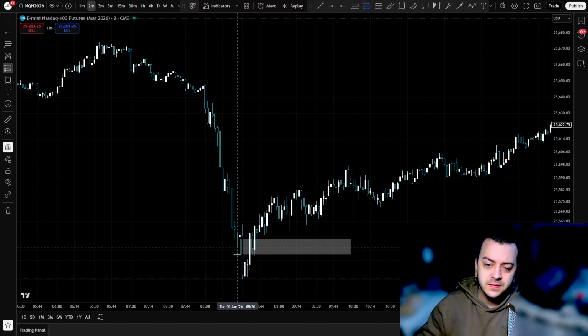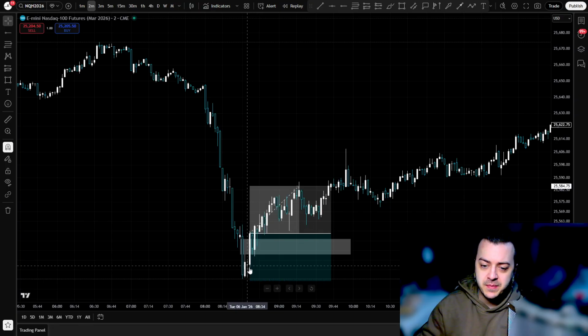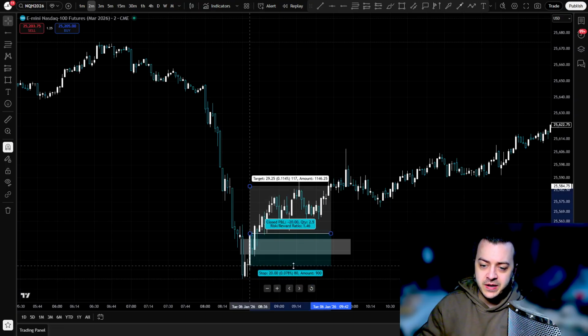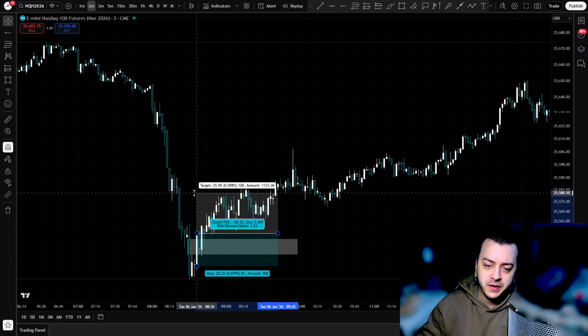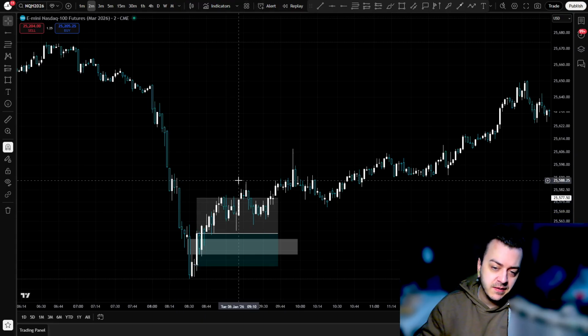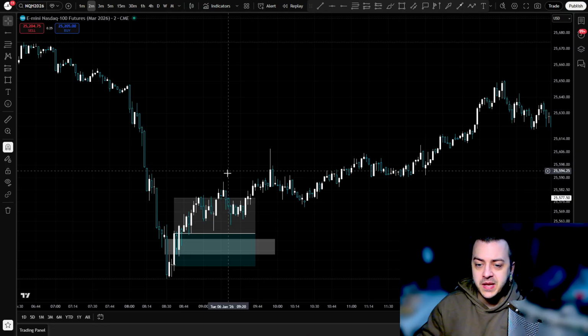As you can see here, we've got ourselves a 2 minute inversion, which was also a 3 minute. Very, very simple trade here. Took this with 2 micros, targeting a 1 for 1. 1 for 1 gets hit, take half my position off, go break even on the rest.